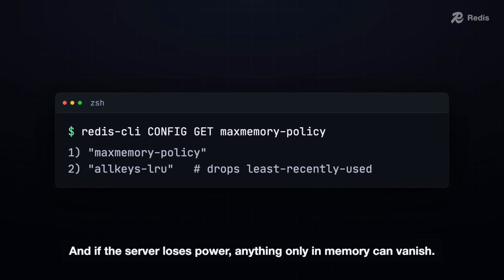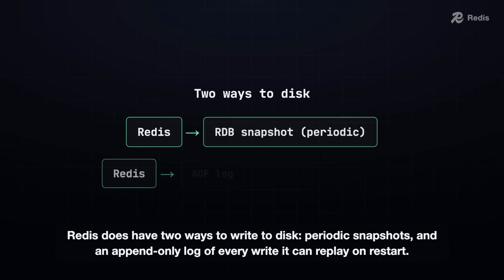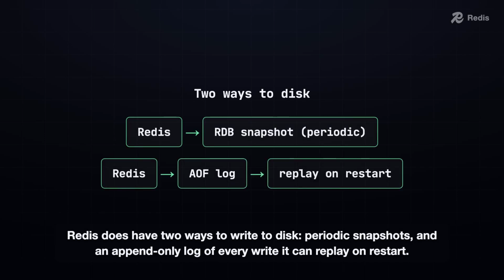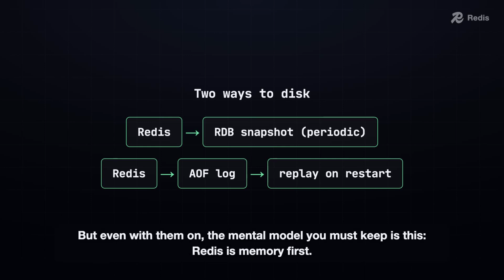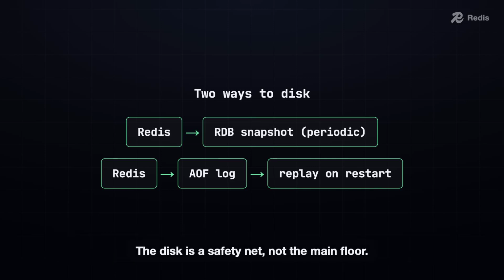And if the server loses power, anything only in memory can vanish. Redis does have two ways to write to disk: periodic snapshots and an append-only log of every write it can replay on restart. Those help, and plenty of teams run Redis durably. But even with them on, the mental model you must keep is this: Redis is memory first. The disk is a safety net, not the main floor.